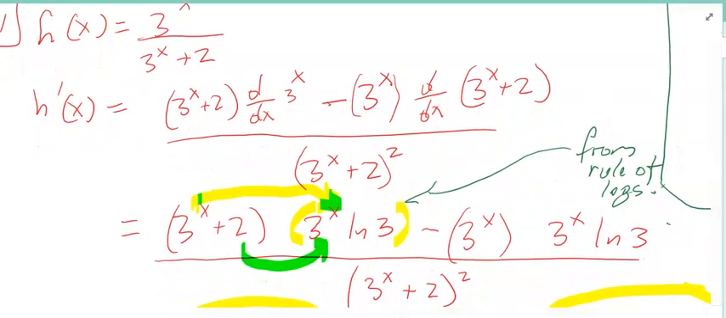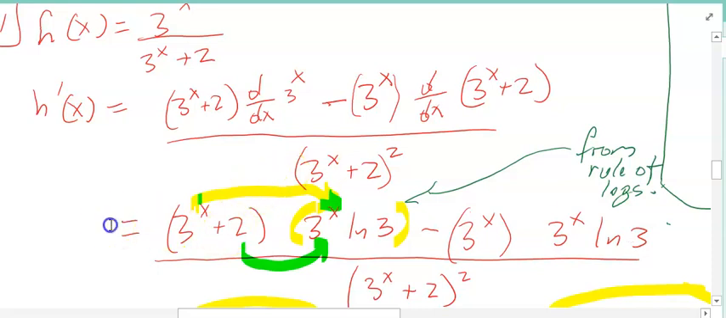Now, what we can do, we take the derivative of 3 to the x. It's going to be 3 to the x ln 3. We take the derivative of 3 to the x plus 2. That's still 3 to the x ln 3, based on our rules for differentiation that we just learned. So we have 3 to the x plus 2 times 3 to the x ln 3, minus 3 to the x times 3 to the x ln 3.